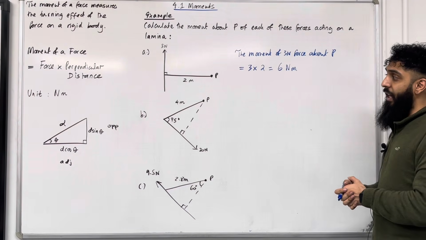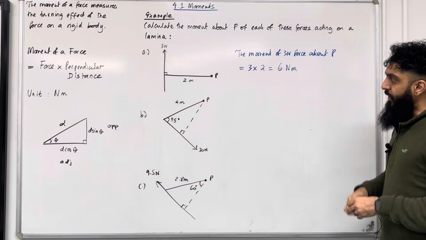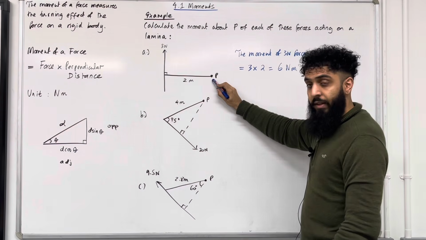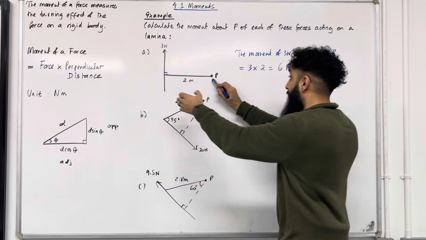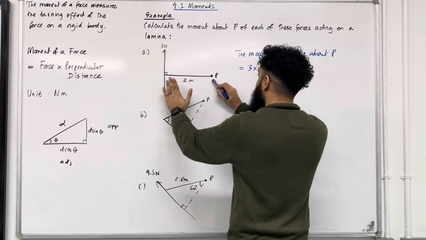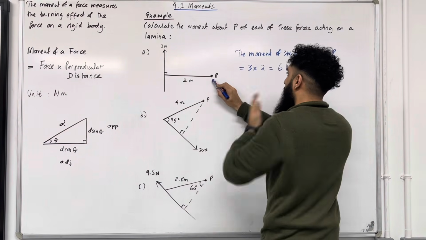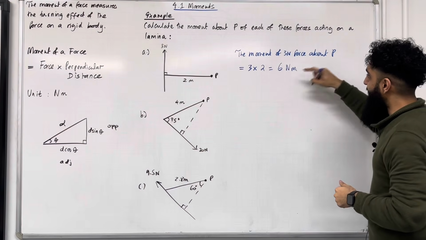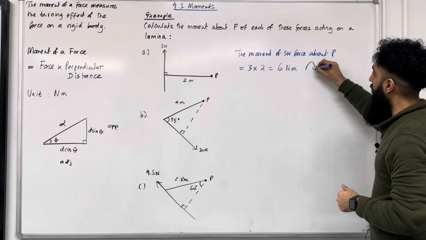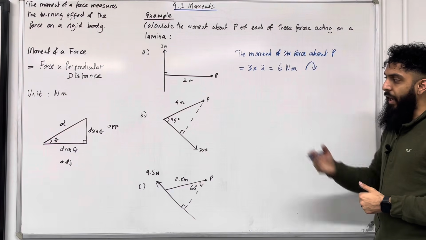We need to specify a direction. Suppose I hold on to the point P. If I hold on to the point P and I apply this force 3 newtons, it's going to take the entire lamina clockwise. So the direction is 6 Newton meter going clockwise. Let's have a look at part B.